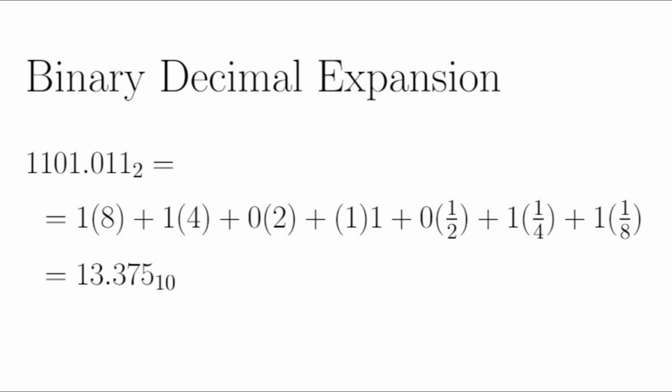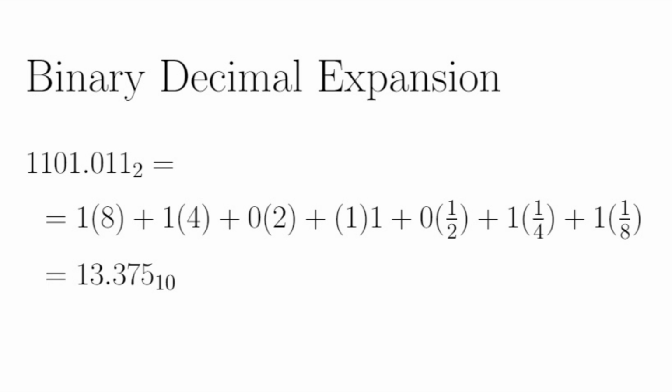Now let's take a look at a typical binary number, 1101.011. Remember that in base 2, placeholders to the left of the period represent increasing powers of 2, and placeholders to the right of the period represent decreasing powers of 2. So to the left of the period, unlike base 10, where we have the ones place, the tens place, the hundreds place, etc., in base 2, we have the ones place, the twos place, the fours place, the eighths place, the 16ths place, etc. Similarly, to the right of the period, we have the halves place, the fourths place, the eighths place, etc.